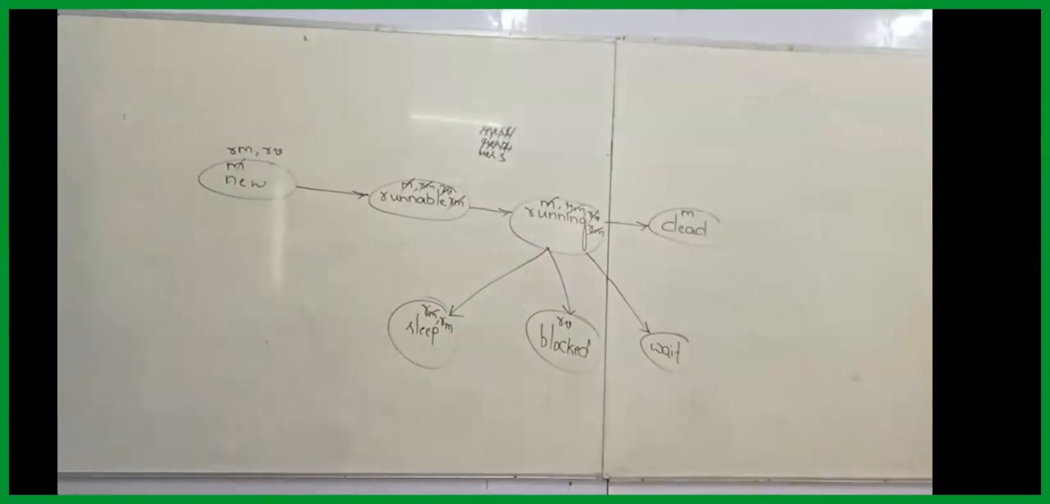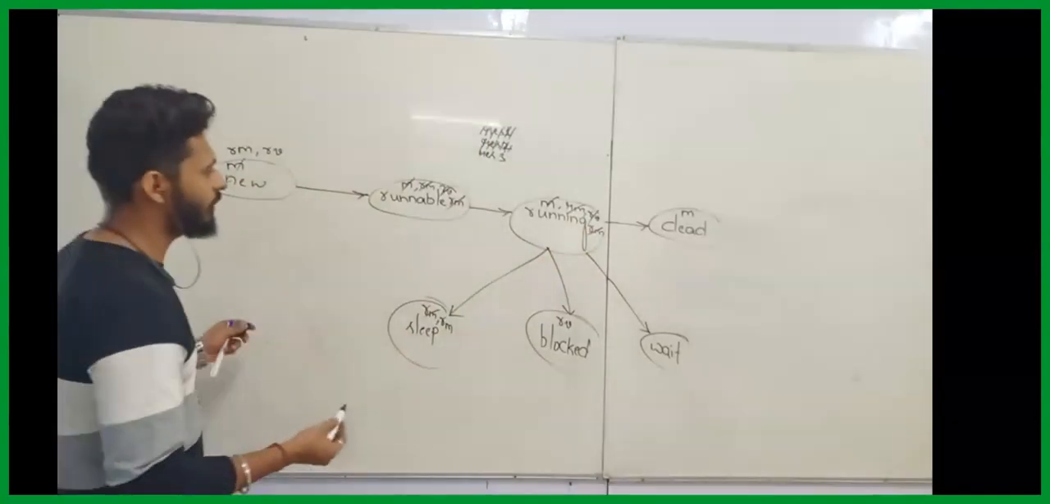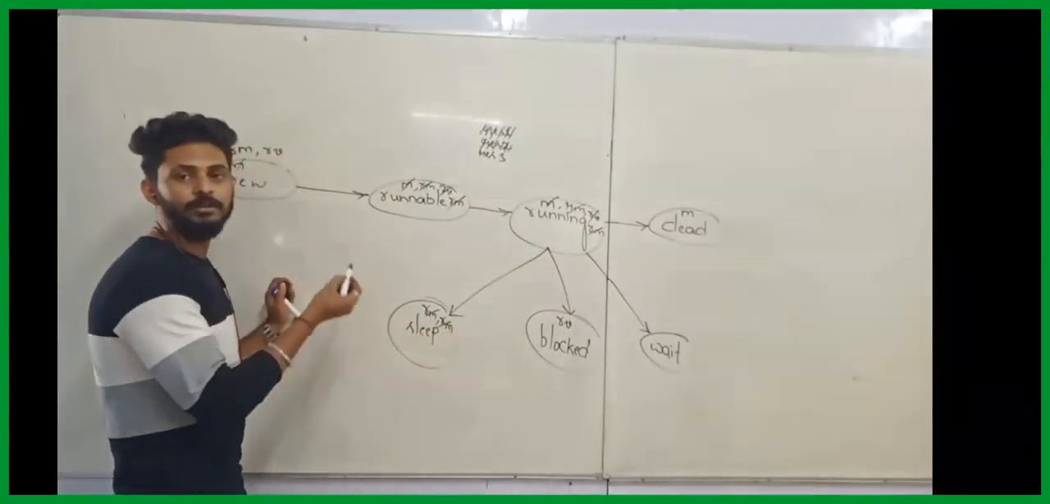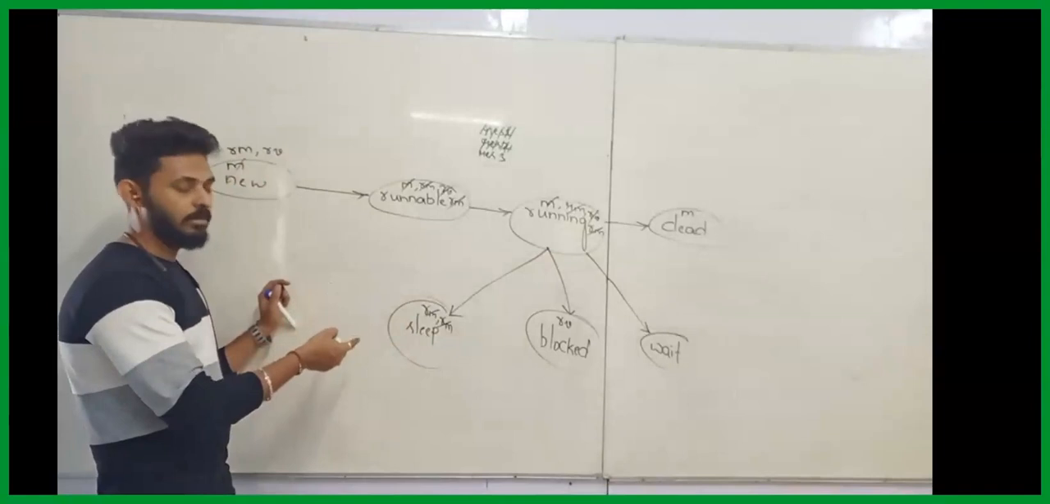By this time, will it come out of block state? No. Why? Because till now resource 1 is not yet available. So it will still be in block state itself. So later what will happen? After some 5 seconds of time, Rama thread will come out of where? Runnable state.